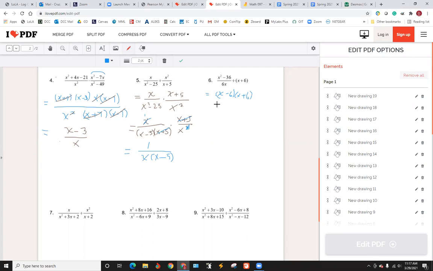All right, so we're going to multiply by the reciprocal. So that's x plus 6 over 1. So we're going to do 1 over x plus 6. Those are gone. All we got left is x minus 6. All right, any questions?